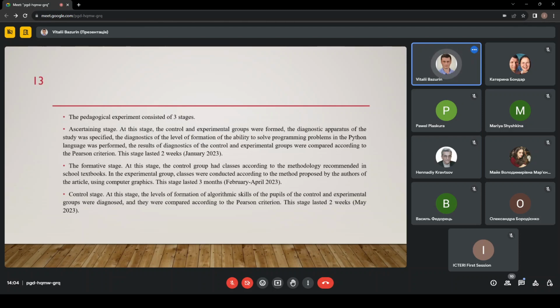The formative stage. At this stage, the control group had classes according to the methodology recommended in the school textbook. In the experimental group, classes were conducted according to the method proposed by the authors of the article using computer graphics. This stage lasted 3 months. Control stage. At this stage, the levels of formation of algorithmic skills of the pupils of the control and experimental groups were diagnosed, and they were compared according to the Pearson criterion. This stage lasted 2 weeks.